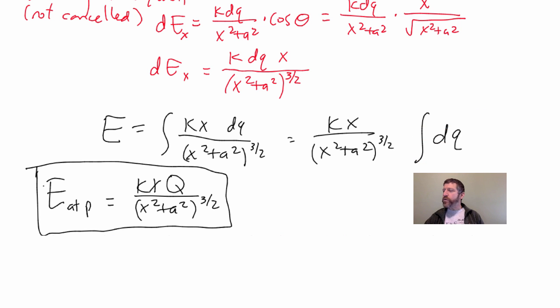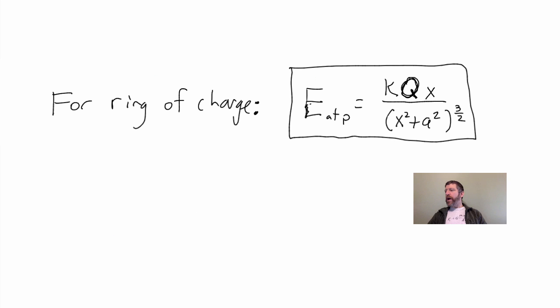Notice we didn't even have to resort to expressing dq as a function of x, because all we ended up with was the integral of dq, which means just add up all the dq's, and you get q for that. I rewrote it to make it a little neater, but I want to make sure our equation is right. Again, we said that at x equals 0, at the center of the ring, the field should be 0. Let's see if that works out. Plug in x is 0. Here I get 0 over a cubed. So sure enough, this does work.